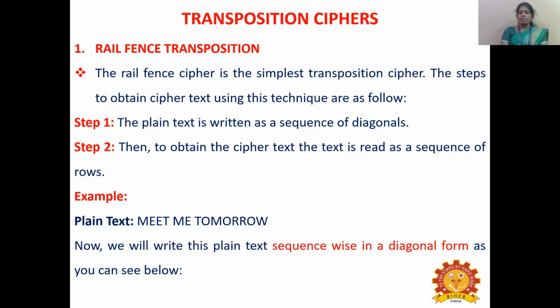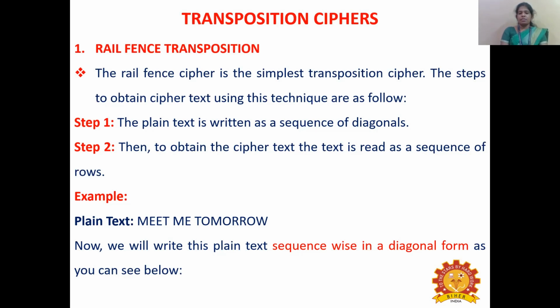Then to obtain the ciphertext, the text is read as a sequence of rows. First, we have to write the plain text as a sequence of diagonals. Then to obtain the ciphertext from the plain text, we have to read it in a sequence of rows. So take one example. Here the example is meet me tomorrow, and this is your plain text. Plain text can be converted to a ciphertext.